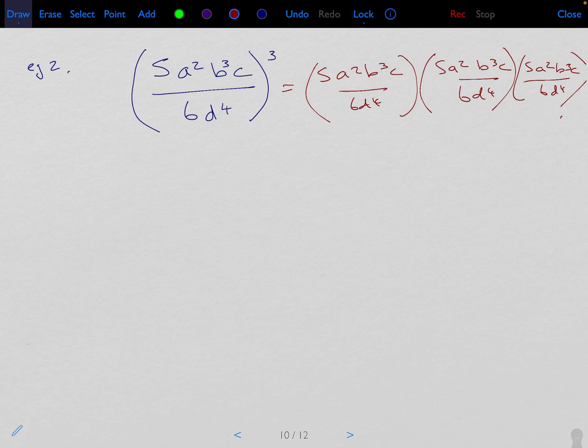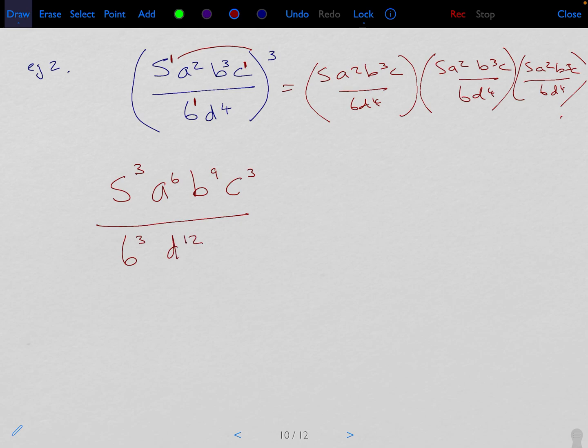But what you can do is you can also use the rule. So the rule says you can multiply. This thing has its own exponent. It's 1. The square belongs only to the a. This thing has its own exponent. It's 1. And this one has its own exponent. It's 6. So if we're going to multiply, this is 5 cubed, then a to the 6, b to the 9, c cubed. At the bottom, 6 to the 3, d to the 12, right?